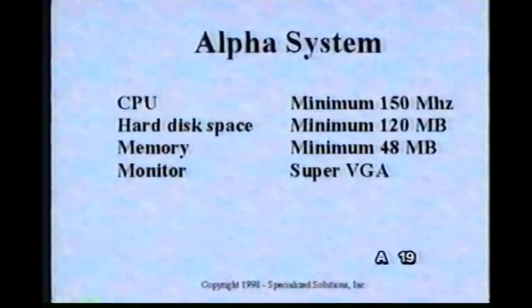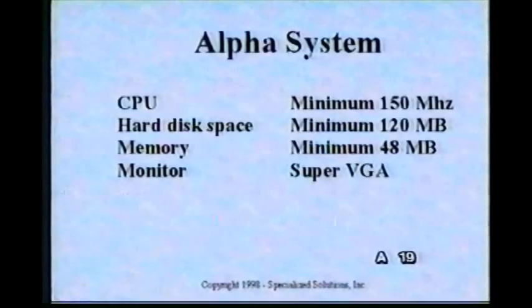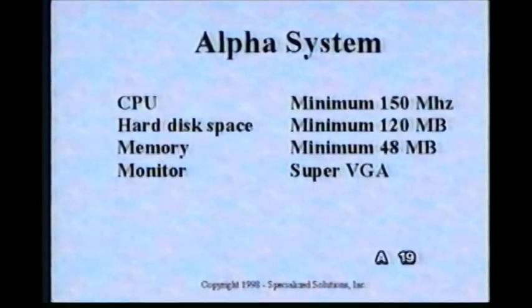For an Alpha system, you need to have a CPU that's at least 150 megahertz. You need to have hard disk space that's at least 120 megabytes, at least 48 megabytes of RAM, and also a Super VGA monitor on any type of Alpha system.